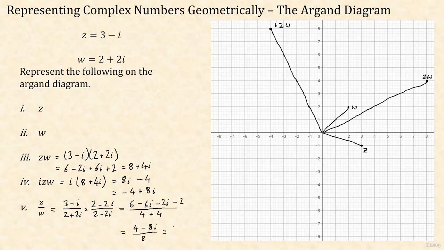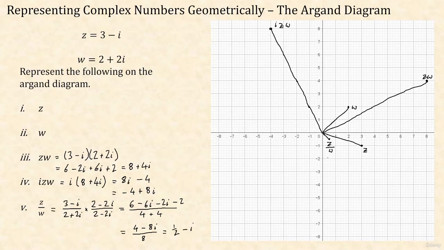So more simply, that's a half minus i. So that's going to be half along and half i down. So that was here. This one here, that was z over w. And so notice that the length of that one shrunk this time. Okay, so that's a bunch of different complex numbers plotted on the Argand diagram.